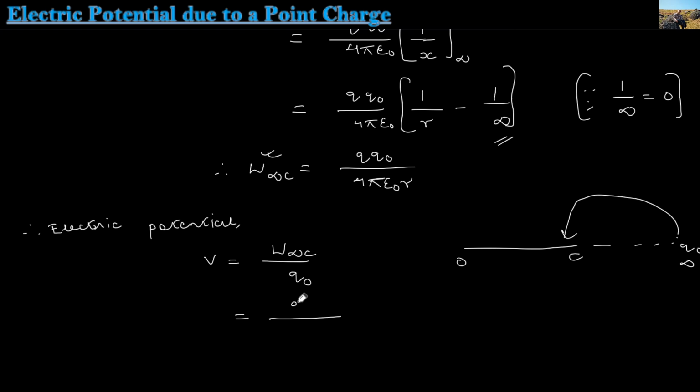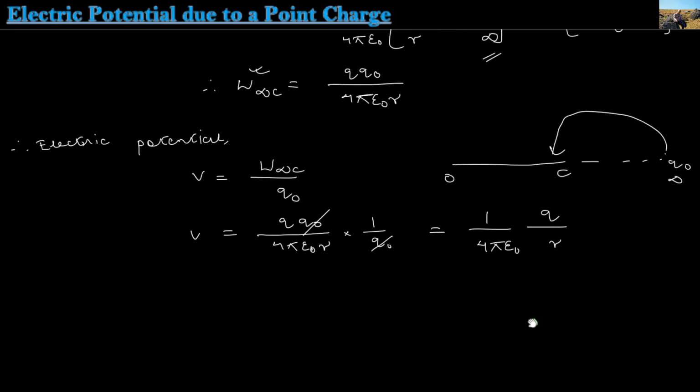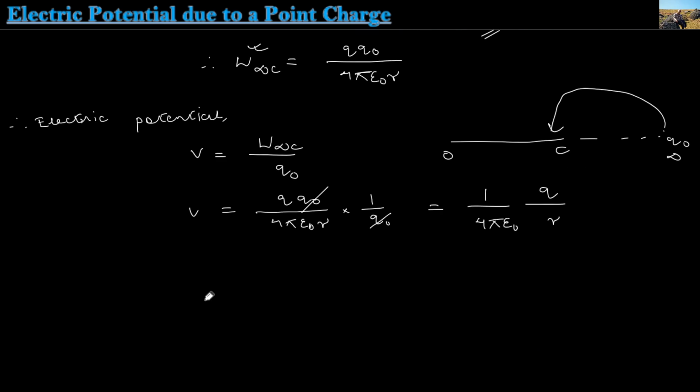Q naught divided by 4 pi epsilon naught into R, divided by q naught. Q naught and q naught get cancelled. So we get a final expression, 1 by 4 pi epsilon naught, then Q divided by R. This is the expression for the electric potential due to a point charge.